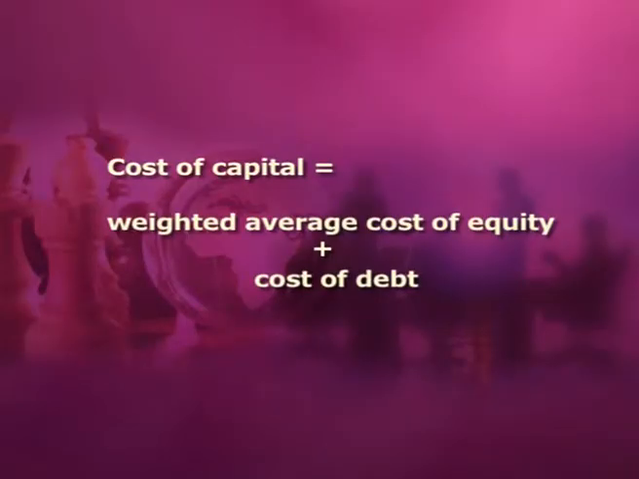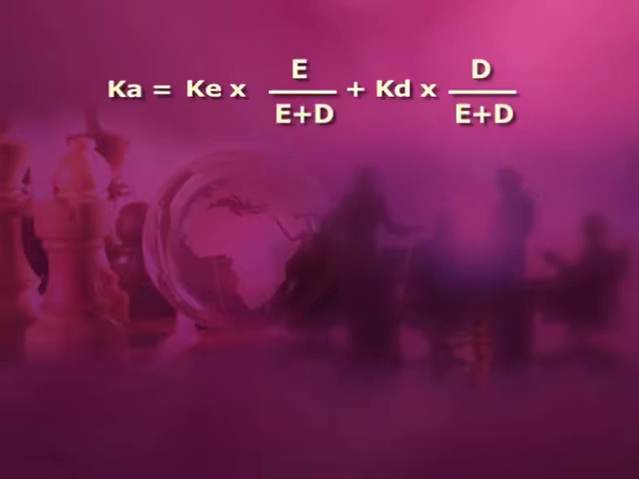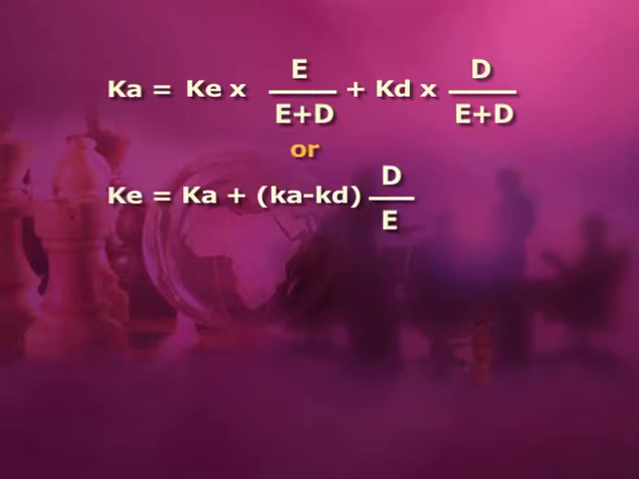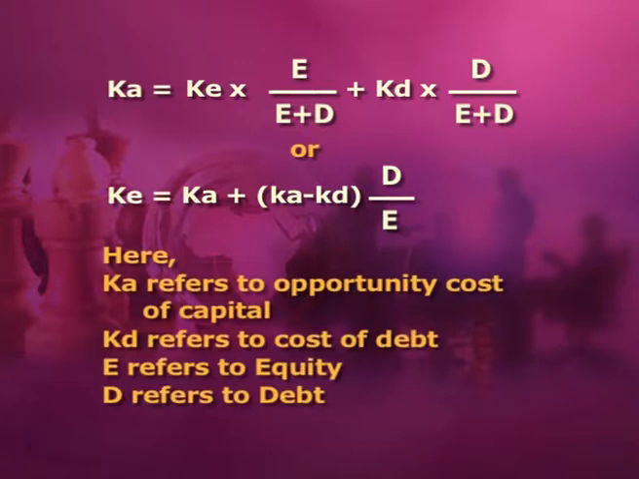The financial risk premium is decided as follows. For a levered firm, cost of capital is equal to the weighted average cost of equity plus cost of debt, where KA is equal to KE multiplied by E divided by E plus D, plus KD multiplied by D divided by E plus D, or KE is equal to KA plus (KA minus KD) multiplied by D divided by E. Here KA refers to opportunity cost of capital and KD refers to cost of debt, while E refers to equity and D refers to debt.